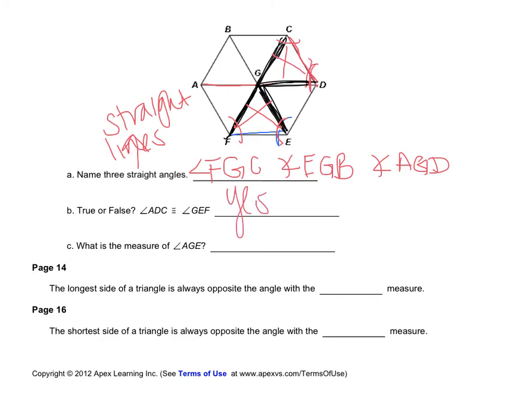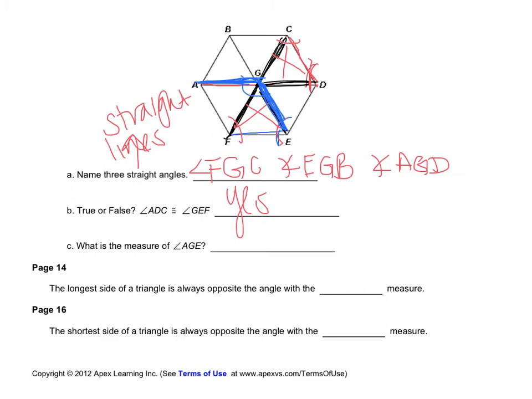It's true. And the last question says, what is the measure of angle AGE? Well, AGE would be made by connecting A to G to E.